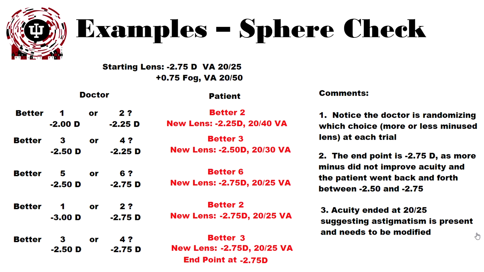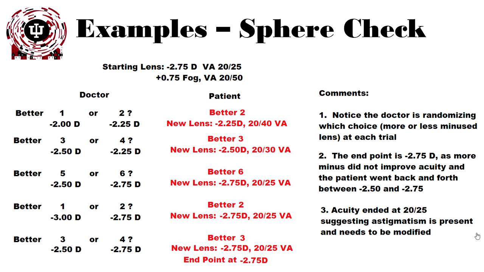And we go through very similarly. We have the minus 2 to minus 2.25, and we see VAs improve for quite a while till the very last option. In this case, the second to last option, the patient saw 20/25 with a minus 2.75 diopter lens. We try another quarter diopter of minus or plus in either direction. We cannot improve the vision past 20/25. Our endpoint for the time being is minus 2.75, where visual acuity stopped improving.